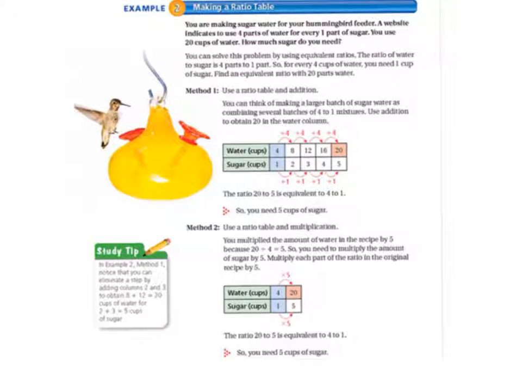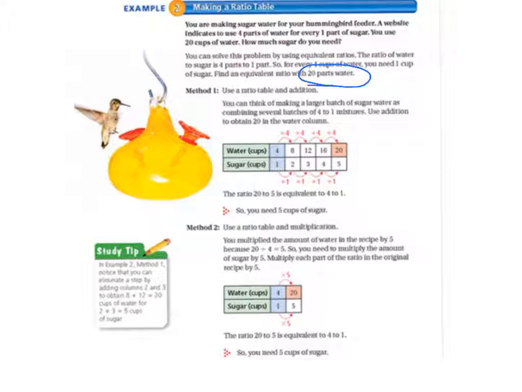The ratio of water to sugar is 4 parts to 1 part. So for every 4 cups of water, we need 1 cup of sugar. Find an equivalent ratio with 20 parts of water. So method 1 is use a ratio table and addition. We can think of making a larger batch of sugar water as combining several batches of 4 to 1 mixtures. So we can use addition to obtain 20 in the water column.